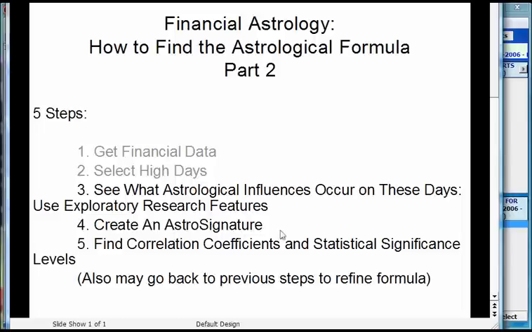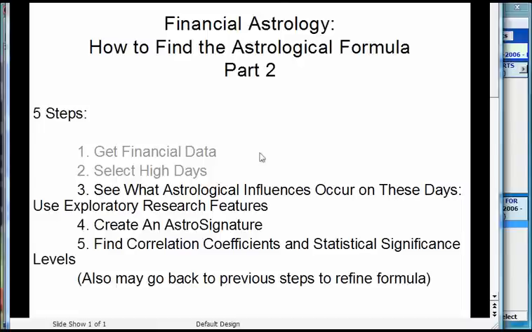We're going to see how we can find out what astrological influences are occurring in financial data. Specifically, we're going to look at gold prices. So what we're going to do are steps 3, 4, and 5 on this list. Steps 1 and 2 I did in a previous video, but you don't need to go back to that video.